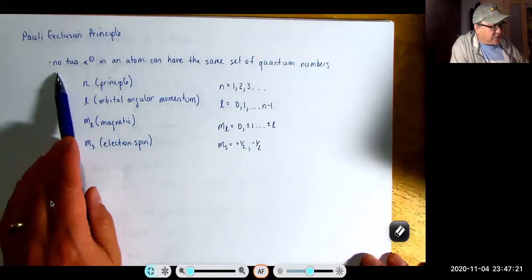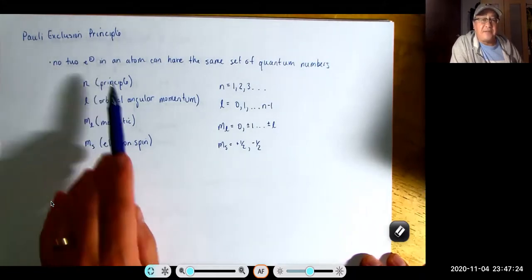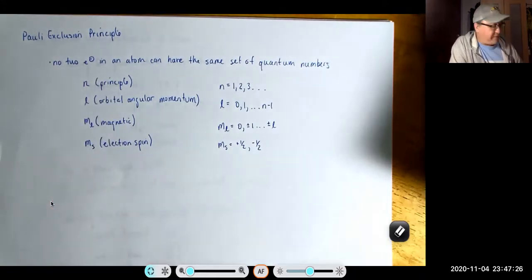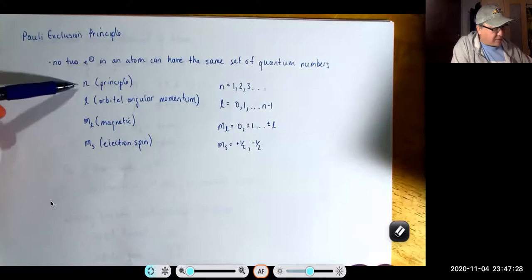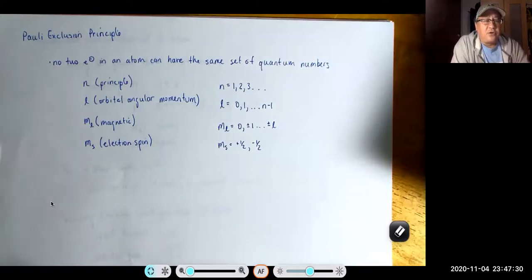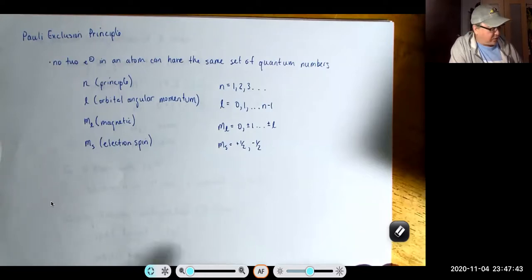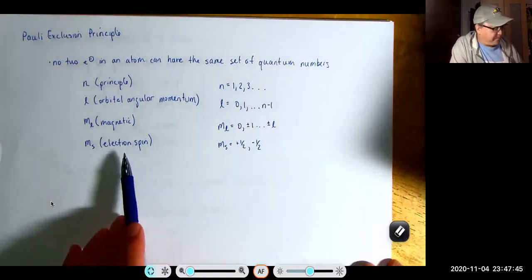First, we're going to look at that no 2 electrons in an atom can have the same set of quantum numbers. So we have these 4 quantum numbers for Schrodinger's wave equation. n is the principal quantum number. l is the orbital angular momentum quantum number. m sub l is the magnetic quantum number. And m sub s is the electron spin quantum number. So we've been introduced to these already.